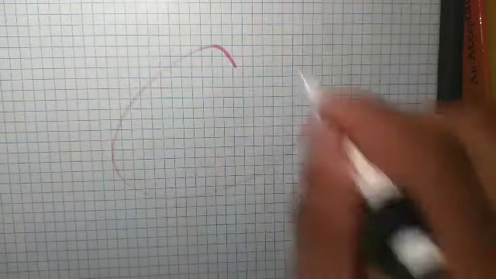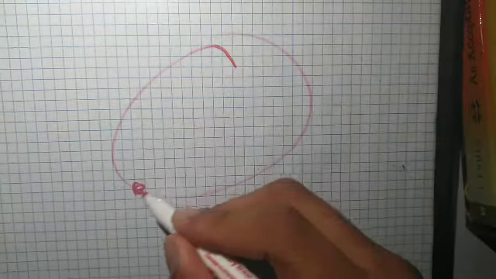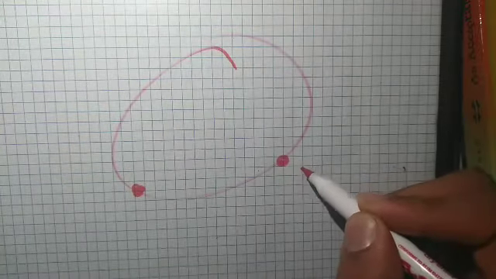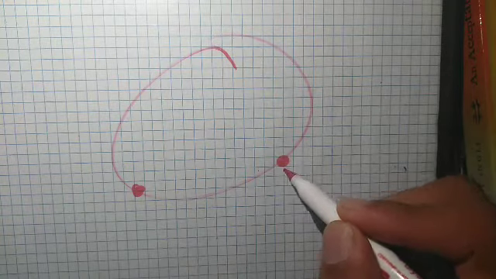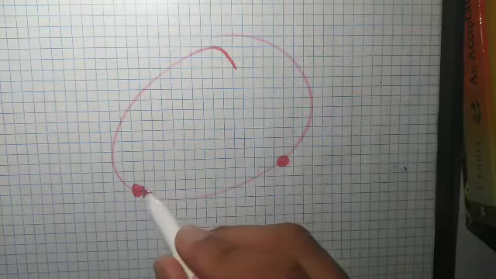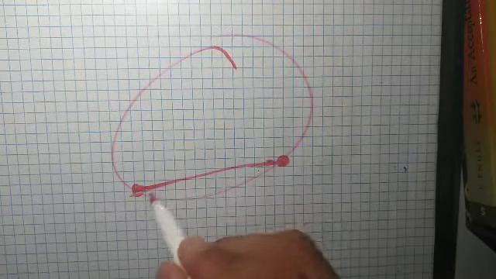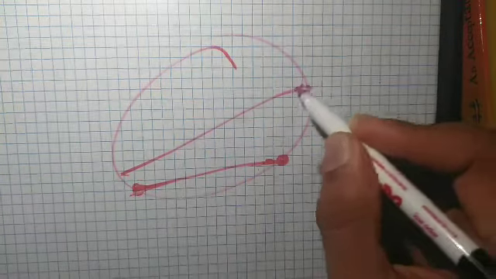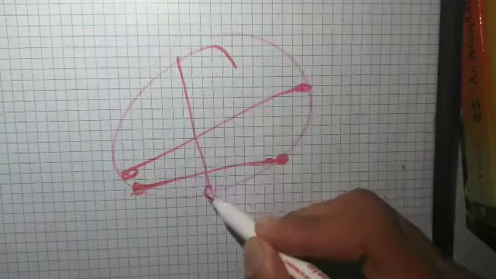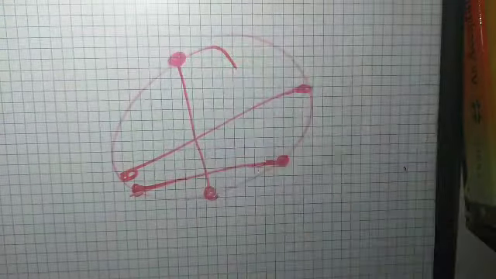I already discussed what chords are. Chords are basically points on a circle, points on a line that create a line. It doesn't have to be through the center. It could be anywhere. That is what a chord is.